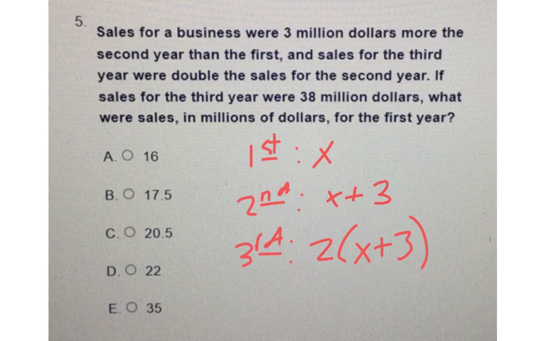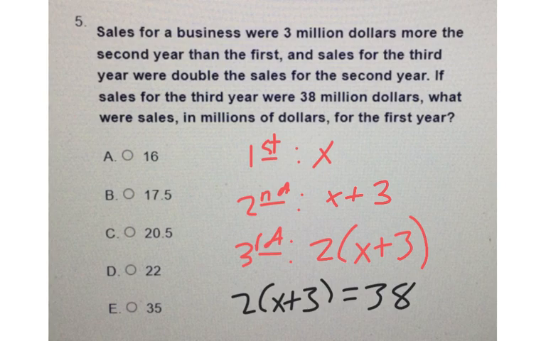I also know the third year, they made $38 million. So this must be the same as 38 million. So what I can say is 2 times X plus 3 has to be equal to 38 million. So what do we do now? Solve for X. You have an equation with one X and you solve for it.